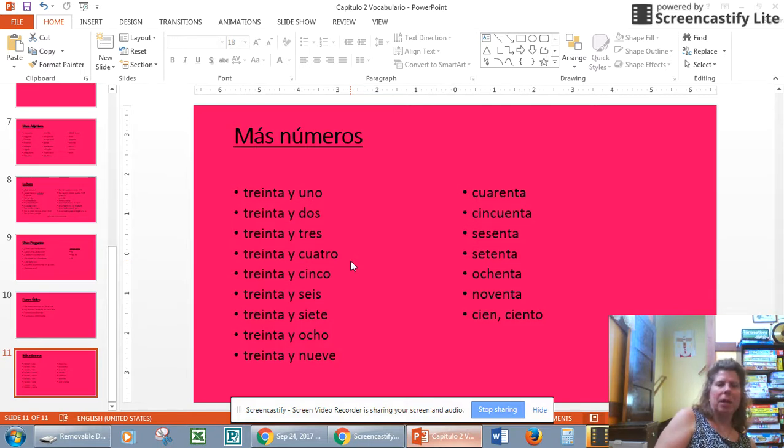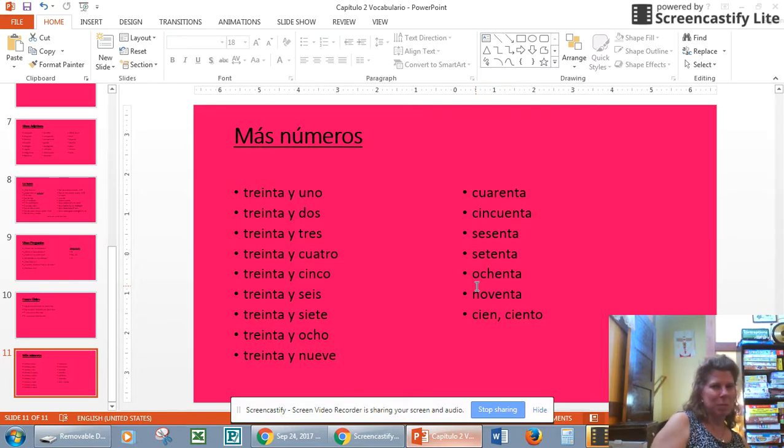So 30, one of the things I noticed when a lot of people did their 2 y 2 son 4, 4 y 2 son 6: veinte, treinta, y seis. They all have an EI together. And typically in Spanish, we'll pronounce both vowels. But in these cases, we don't. So notice when we say siete, we say 2 vowels. But in seis, it doesn't sound natural when you do. So we have 31, 32, 33, 34, 35, 36, 37, 38, 39, all the way through 39.